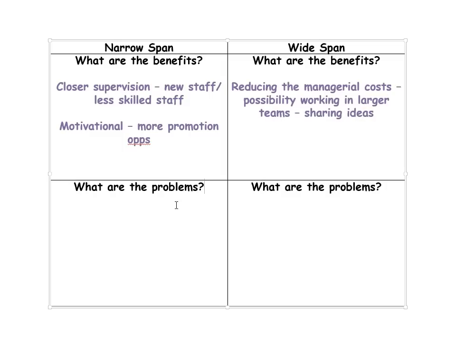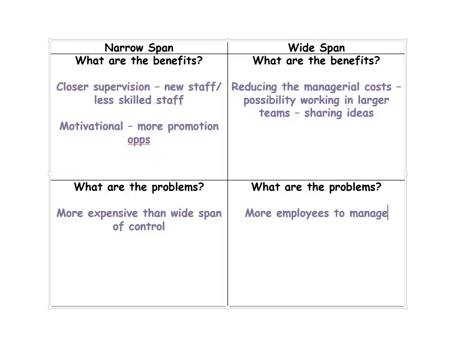So if we look at the problems of having a narrow span of control, I'm just going to invert that problem there. So it'd be more expensive than having a wide span of control. And the problems of having a wide span of control, as we said before, is more employees to manage. It could be more stressful. So you've got more training needs to look at, more appraisals to go through, more output to check occasionally, and so on and so on.